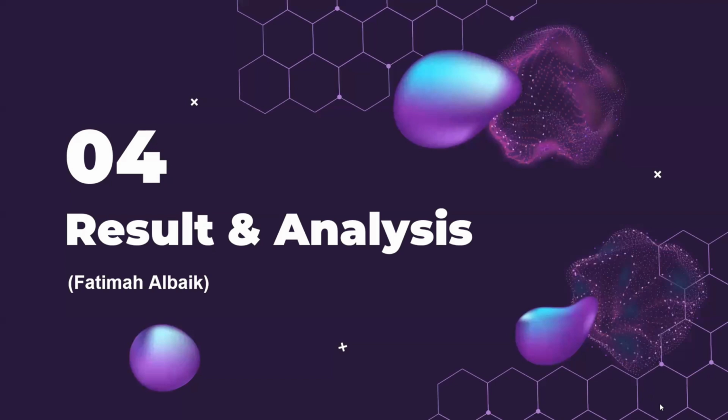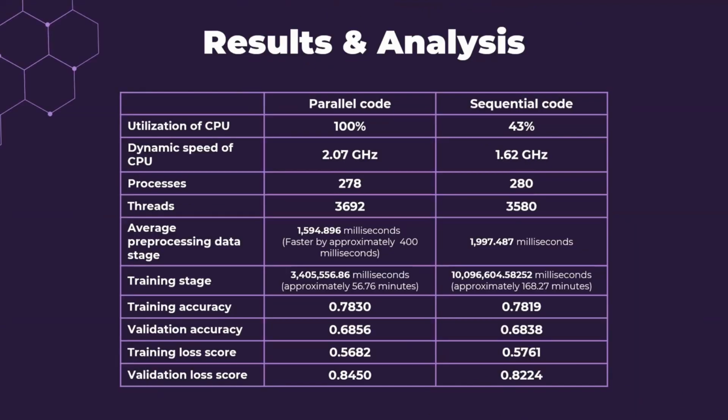My name is Fatma Al-Baik, and now I will present to you the research result analysis. For this step, we adapted the parallel code to run sequentially by configuring the threads to 1, in order to compare and understand parallel and sequential processing in terms of speed, accuracy, and their impact on CPU performance. To ensure accurate results, we turned off the Wi-Fi and shut down all other applications, focusing solely on the task. Let's look at the key findings from our research.